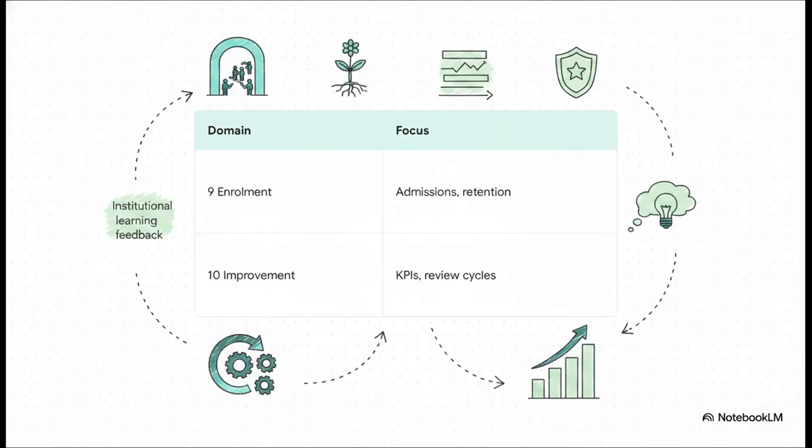Now, what's really fascinating here is the evolution. Under Domain 9, we're examining admissions processes, enrollment management, retention, and responsible growth. Then, right below it in Domain 10, we're looking at KPIs, review cycles, appraisal, feedback, and institutional learning. Do you see how this beautifully connects outward-facing responsible growth with inward-facing review cycles? You grow by bringing families in and keeping them happy, and you improve by constantly, rigorously reviewing your own internal performance. It's a perfect loop.